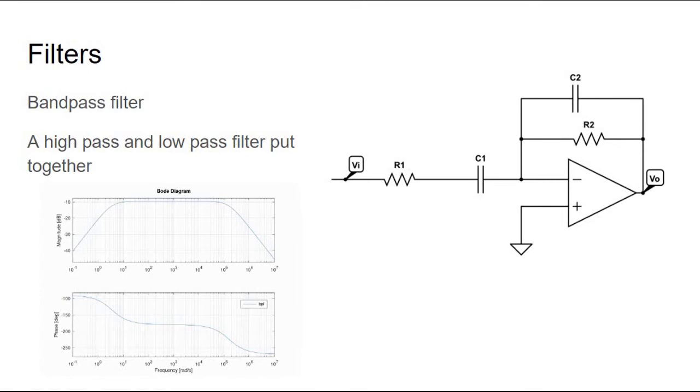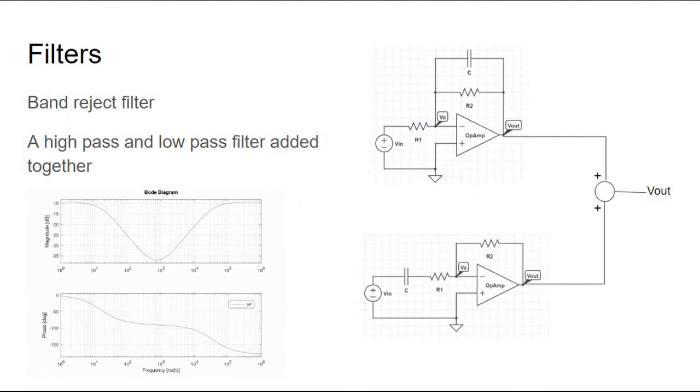The band reject filter is just the opposite of the band pass filter. It rejects a band of frequencies while letting everything else go through. This is created by adding together a low pass filter and a high pass filter as shown here.